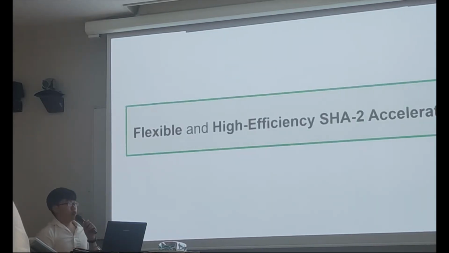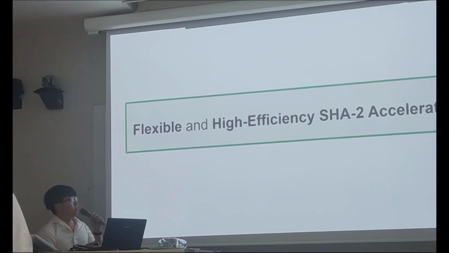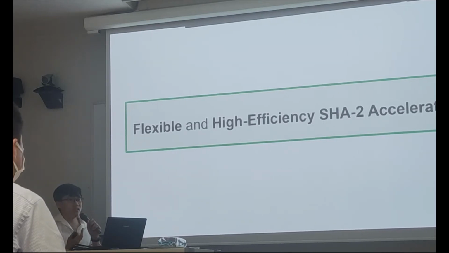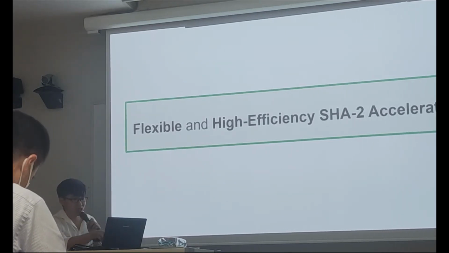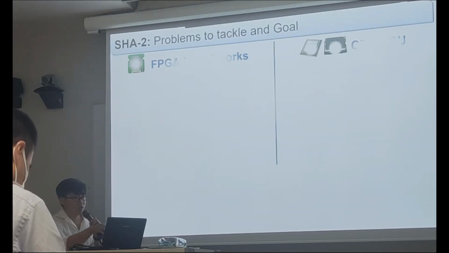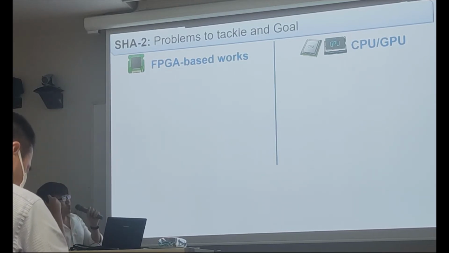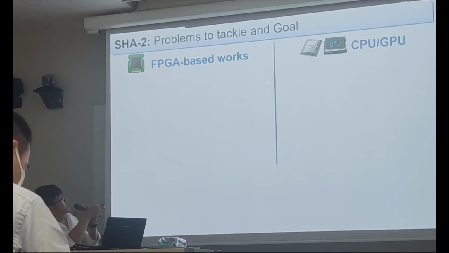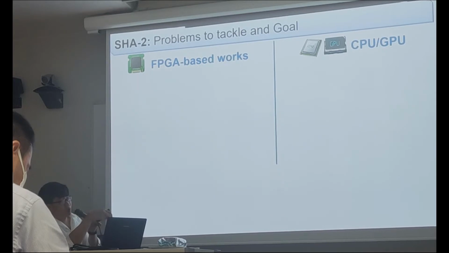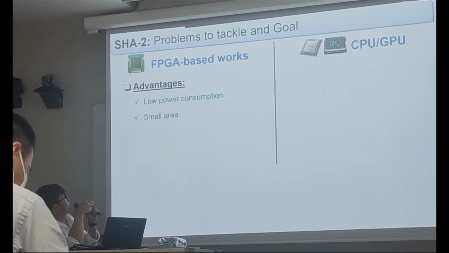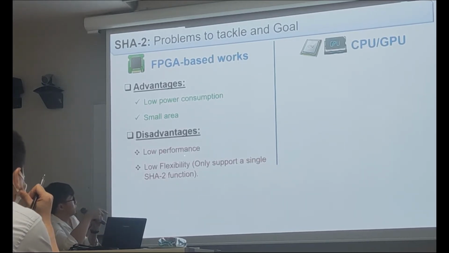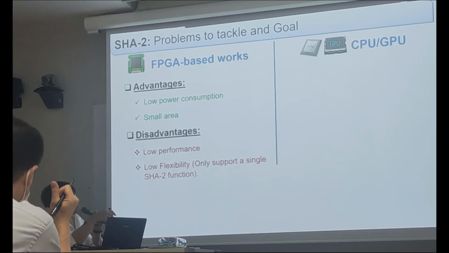Now, let's go to the first accelerator. I guess a lot of sensei here know about this accelerator because I presented it 20 days ago in a colloquium B, so I will just present it briefly. First, about SHA-2, I have some problems to tackle and a goal. I divided some previous works into two groups. Group 1 is FPGA-based work and Group 2 is CPU or GPU. Group 1 has several advantages like low power consumption and small area, but they trade off low performance and low flexibility, because they only support a single SHA-2 function, which I will explain more later.